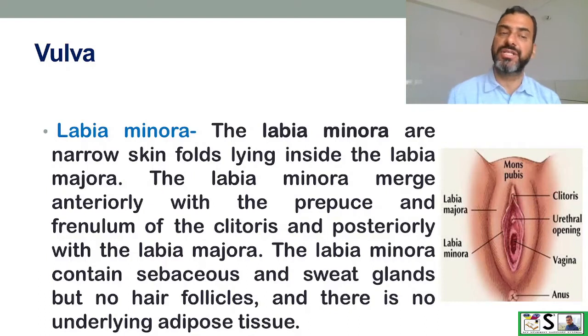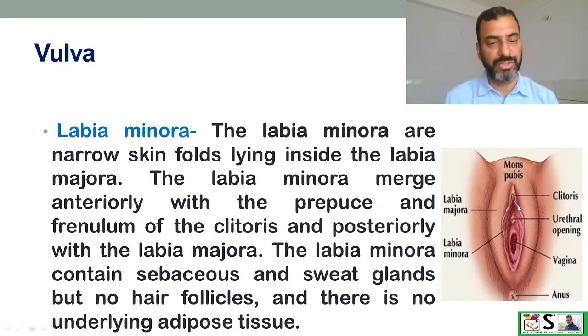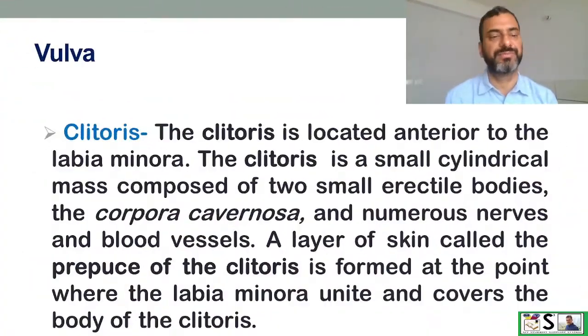Next structure is labia minora. The labia minora are narrow skin folds lying inside the labia majora. Here you can see these are labia minora. Anteriorly, they merge with the prepuce. Prepuce is the anterior skin fold of the clitoris, and below there is frenulum, and both attach to the labia minora. The labia minora contain sebaceous and sweat glands, but no hair. There is no underlying adipose tissue in the labia minora.